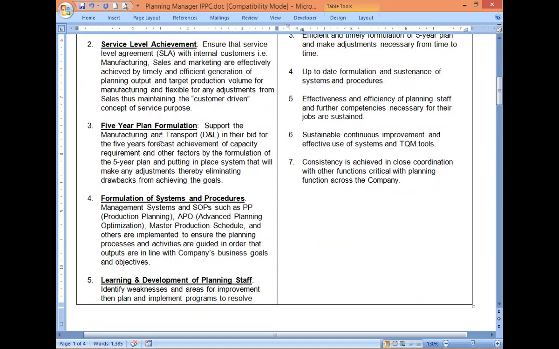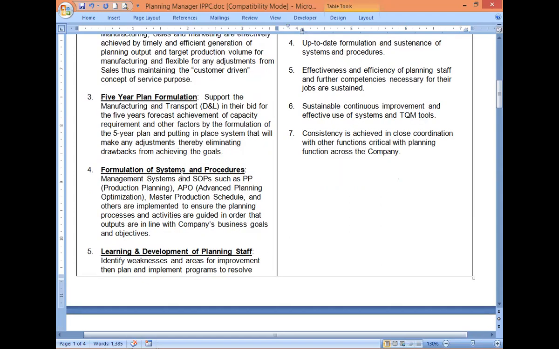5-year plan formulation: support the manufacturing and transport in their bid for the 5-year forecast achievement of capacity requirement and other factors by the formulation of the 5-year plan. Why is sales not here? Because sales is just giving you the forecast, the volume, how many million metric tons they want for next year, how many million liters they want for the juices next year, or the next 5 years rather. So they are providing the forecast, but the one who is planning is the planning department, for the capacity of manufacturing and transport. Okay, I think we're clear on that. And putting in place a system that will make any adjustments, thereby eliminating drawbacks from achieving the goals.